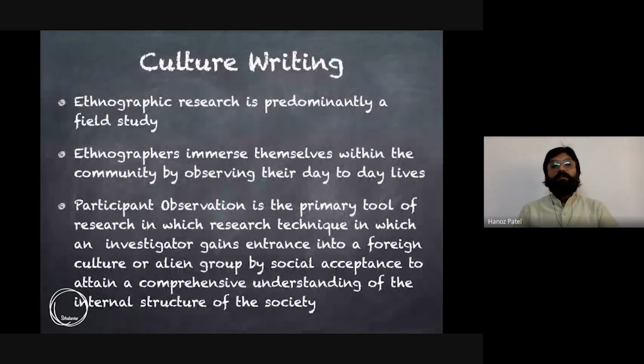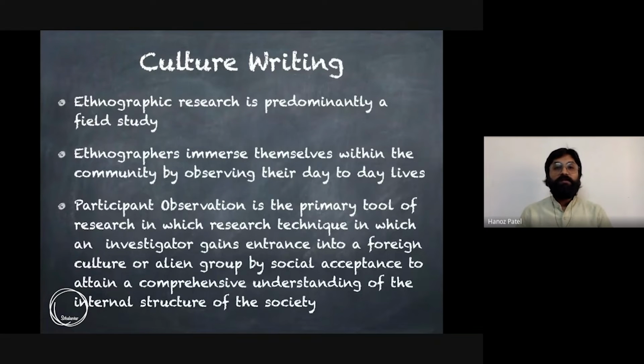Right? So it's very closely related to culture writing. Ethnography and culture writing are basically synonymous, but some people or some regions or some countries call it culture writing, some will call it ethnography, depending on where you are. So it is basically a field research based subject, similar to ethnography.